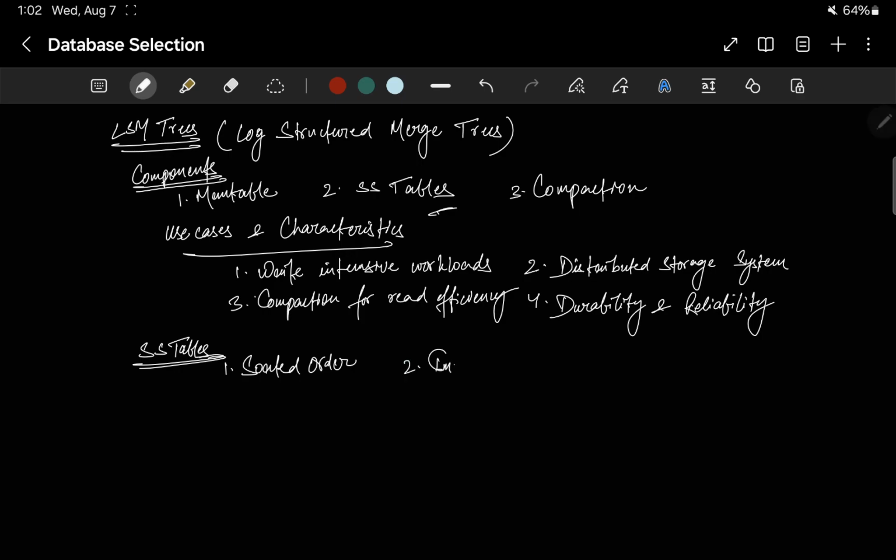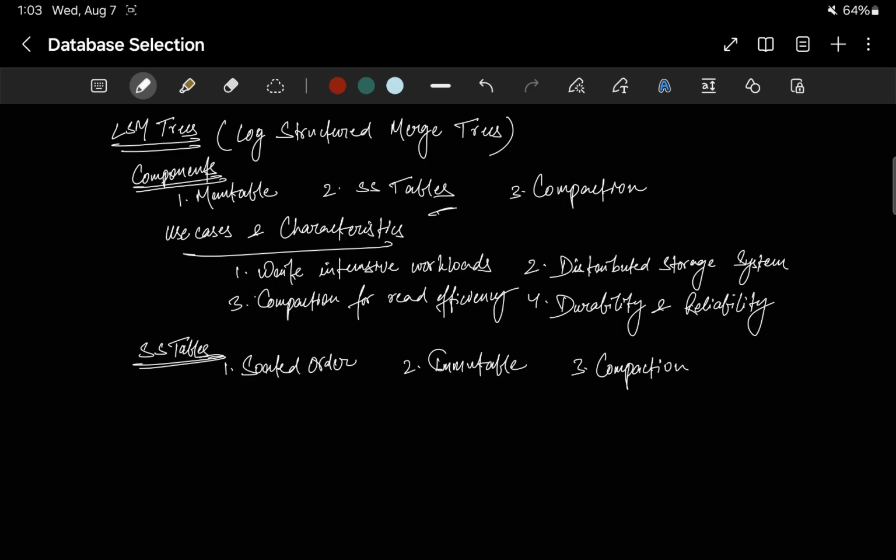Next is, it's immutable. SSTables are designed to be immutable, meaning once written, they are not modified. While immutability simplifies certain aspects like crash recovery and compaction, it may introduce overhead for certain read patterns, thus making read operations slow. And compaction. Periodic compaction processes are required to merge and organize SSTables, which can impact read performance during these operations.